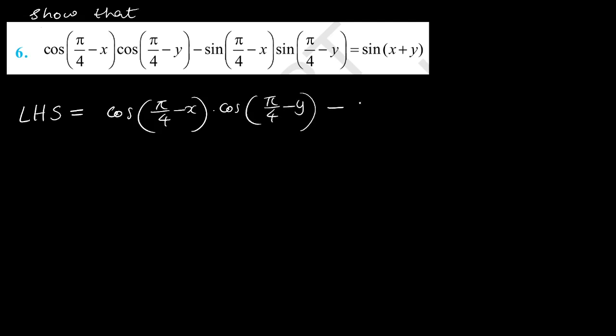Okay, let us look at this question. Show that. Let me write that LHS again. What is that? Cos pi by 4 minus x into cos pi by 4 minus y, minus sin pi by 4 minus x into sin pi by 4 minus y.